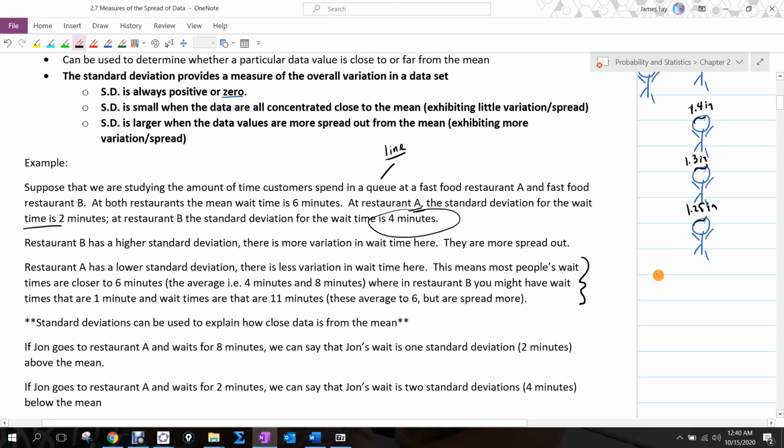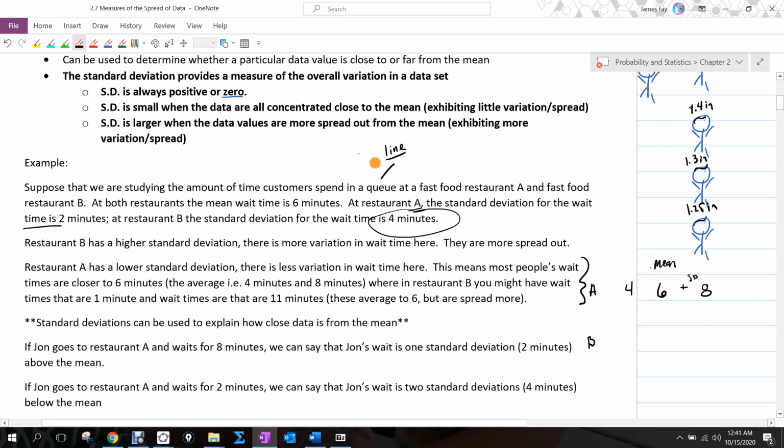if I look at what we had, 6 minutes is the mean. So let's say it's A here, and then group B. If I say the mean is at six, I want to add a standard deviation to the six, and it's going to give me... A had a standard deviation of 2 minutes. So if I add a standard deviation of two, it's going to give me 8 minutes. If I subtract a standard deviation of two, it gives me 4 minutes.